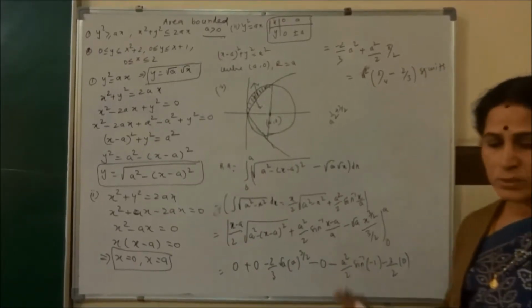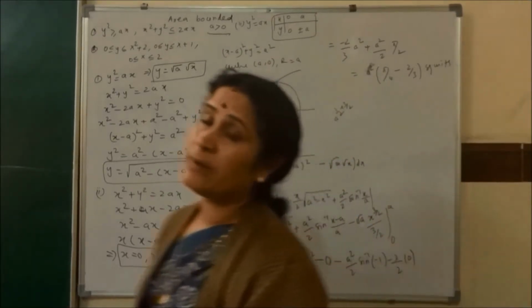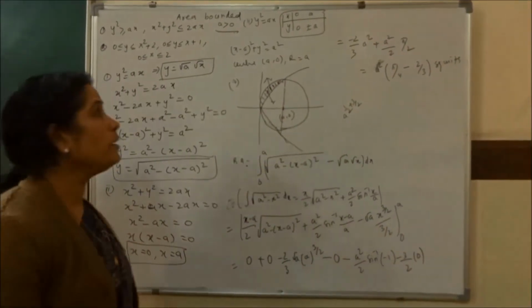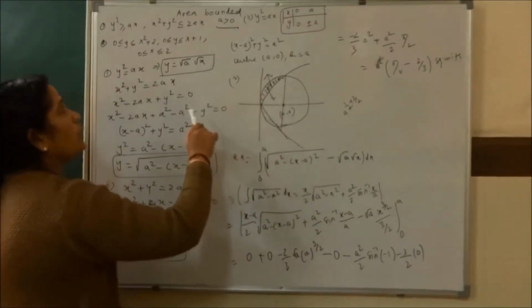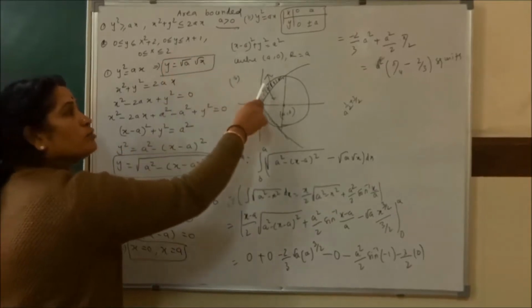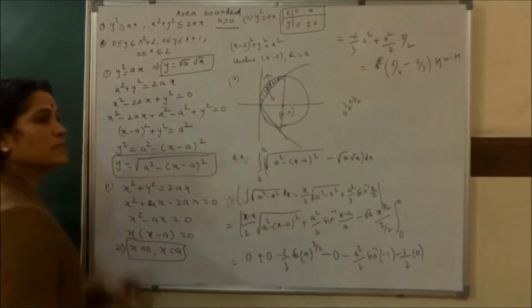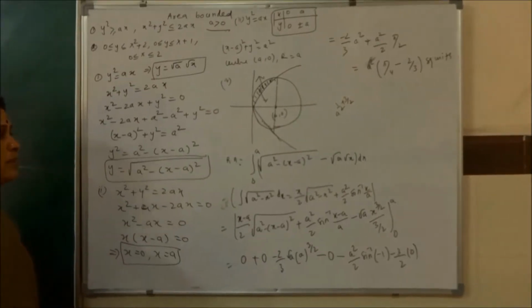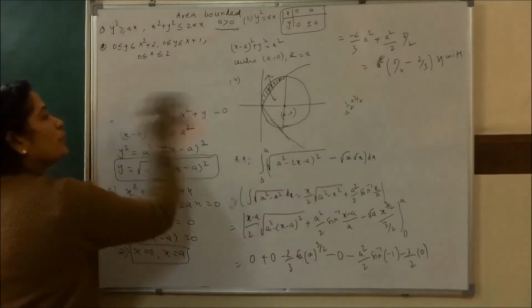Clear to you? It is so simple, but keep one thing in your mind: whenever an inequality comes, if it is greater than or equal to, then the shade will be above the boundary. If it is less than or equal to, the shade will come below the boundary. Keep that in your mind. Rest is the same, whatever steps you are following in area bounded. Clear to you this question? So this is one of the most important questions.